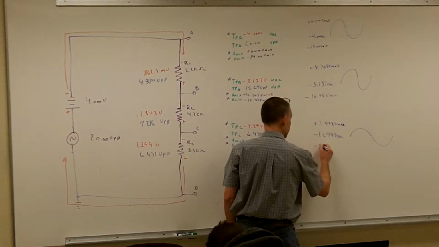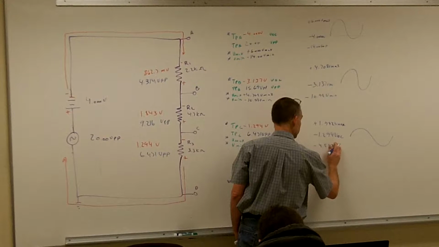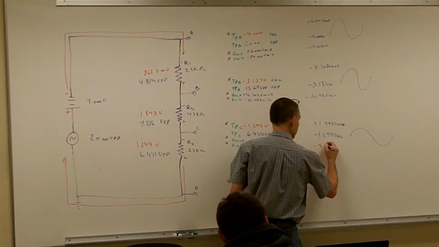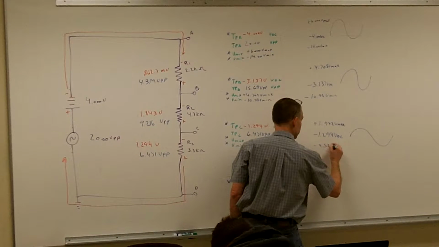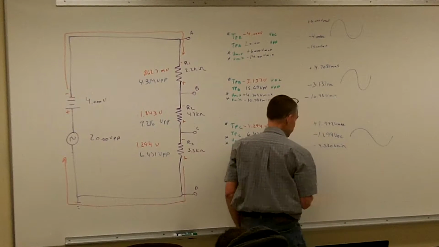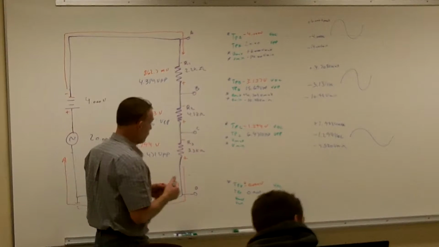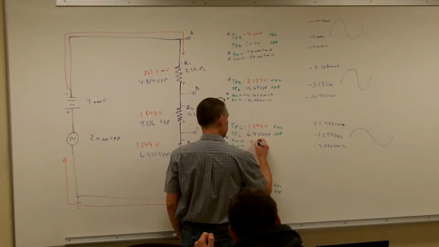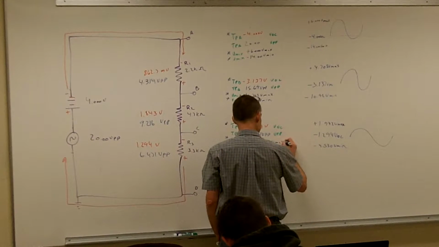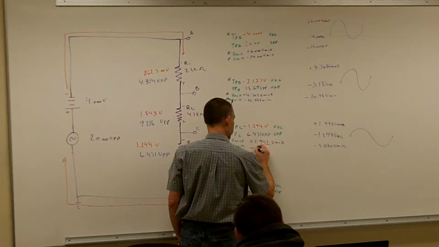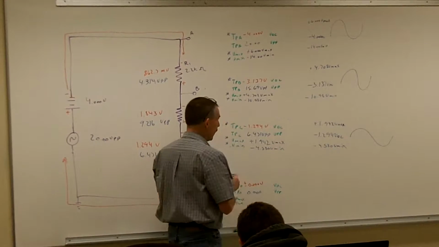Negative 4.530 volts. Say it one more time. 4.530. Did I get that right? Yep. Alright, and so that's going to be my V min. So I'm going to have my V max as a positive 1.942 V max, and my V min as a negative 4.530 V min.